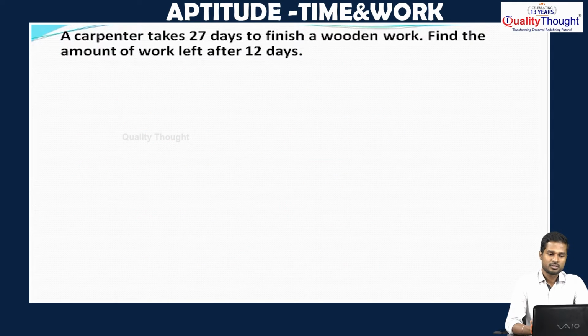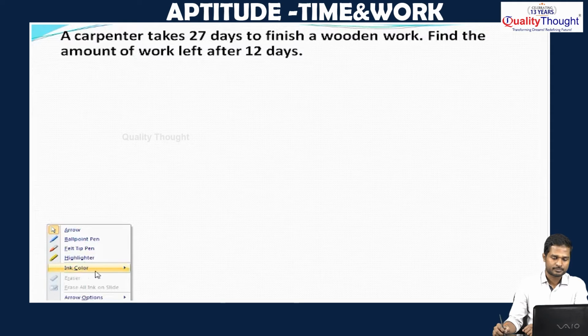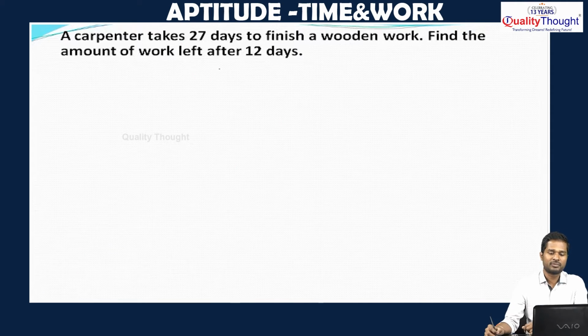We will see the questions. See the question. A carpenter takes 27 days to finish a wooden work. Find the amount of work left after 12 days. This is the basic question. We will see how the concepts will be evolved in solving the questions. How will we use the concepts in solving the question? See, the question is saying a carpenter takes 27 days to complete the work. Find the amount of work left after 12 days.